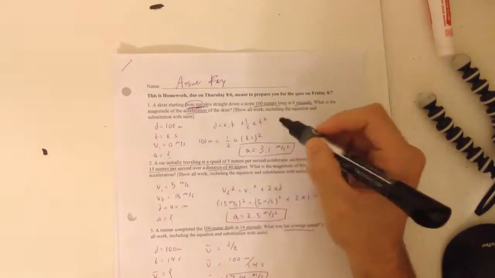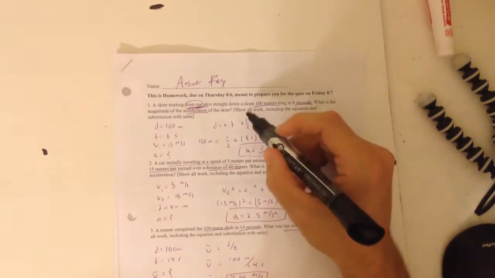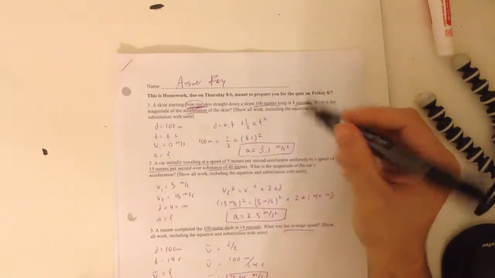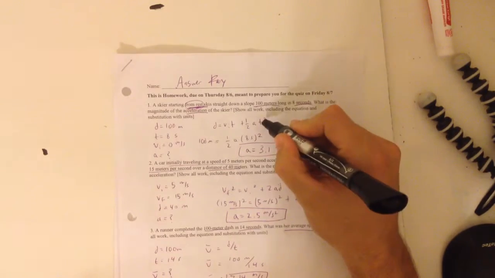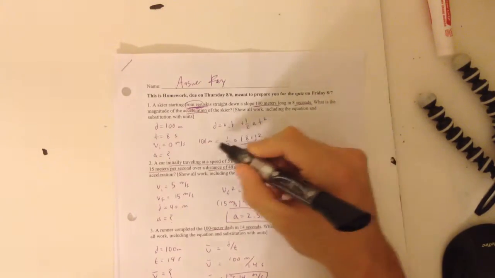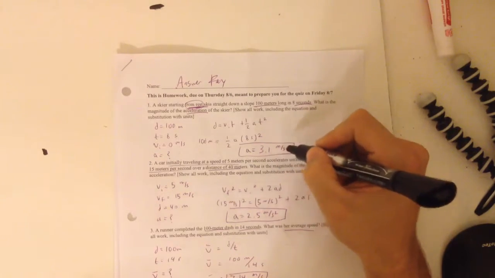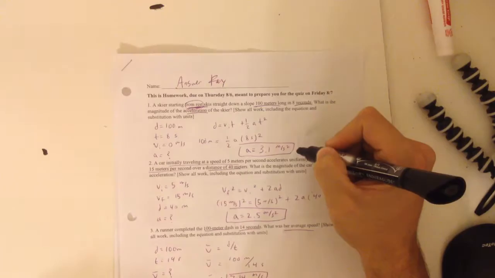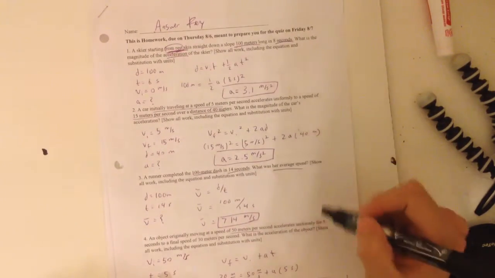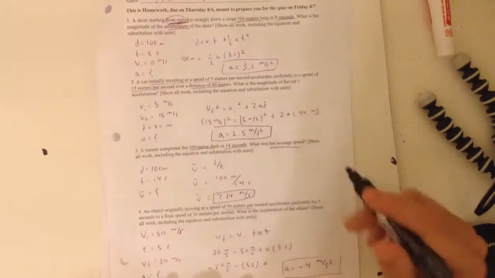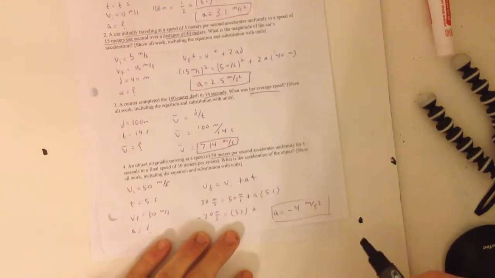So what's really important to remember here is it says, show all work, including the equation and substitution with units. So you need to have your equation, that's one point, your substitution with units, that's another point, and your answer. So for this one, I got 3.1 meters per second squared. For 2, I got 2.5 meters per second squared. For 3, I got 7.14 meters per second. And for 4, I got -4 meters per second squared.